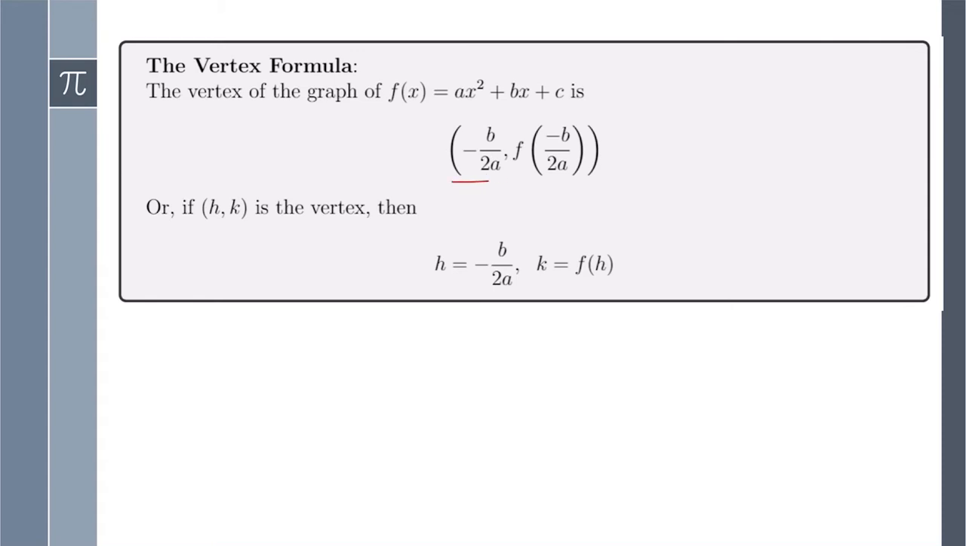So this is the formula for the vertex. So -b/2a gives us the x coordinate of the vertex, or if we represent the vertex by h and k, then h is -b/2a. Now you don't have to really remember this one, because once you get h, you are going to plug that into your function and find the y value, and that gives us the k value. So that gives us the vertex, okay? So using this vertex formula is super easy compared to doing the completing the square. So let's go ahead and look at an example.